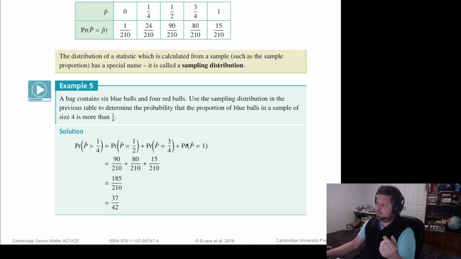Getting each of those, we write down the values here. It's 90 out of 210, 80 out of 210, and 15 out of 210. Simplify things down and we get 37 out of 42. Perfect.